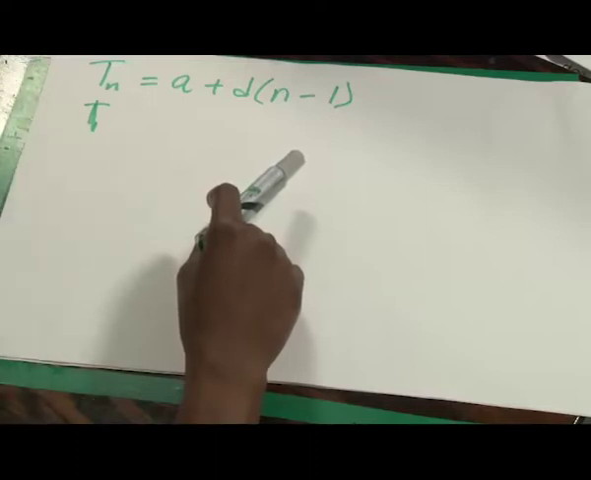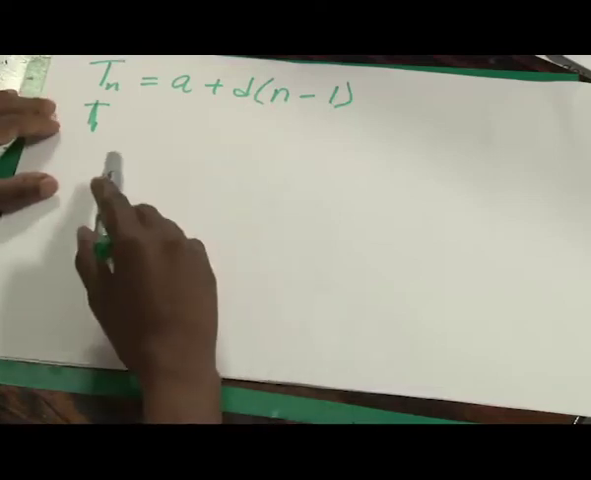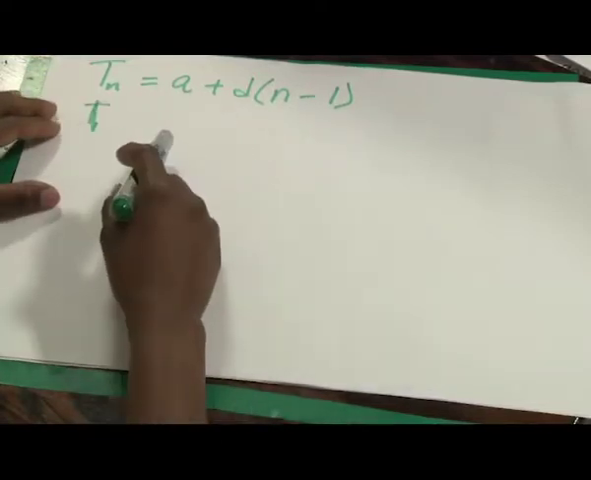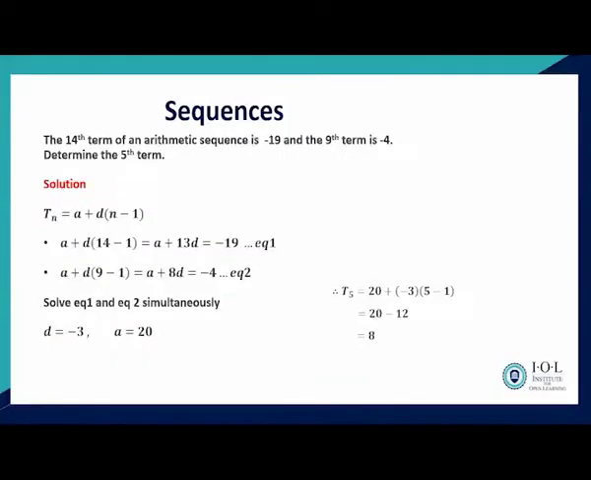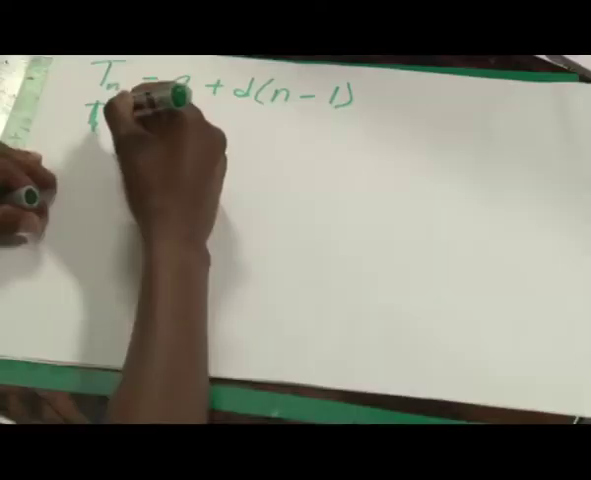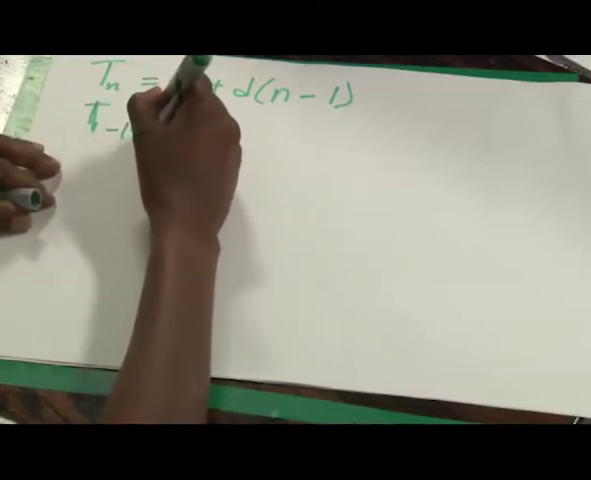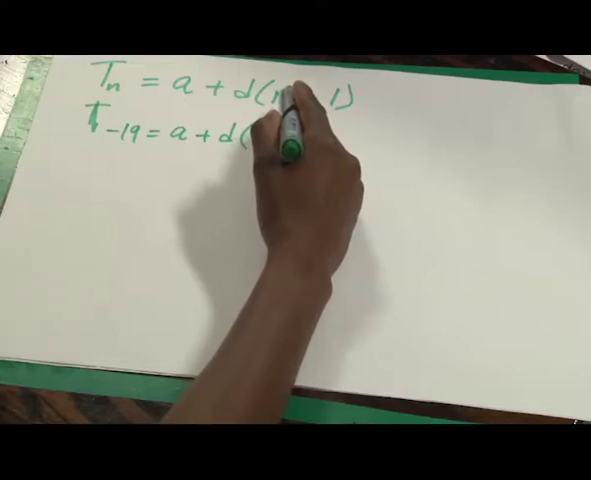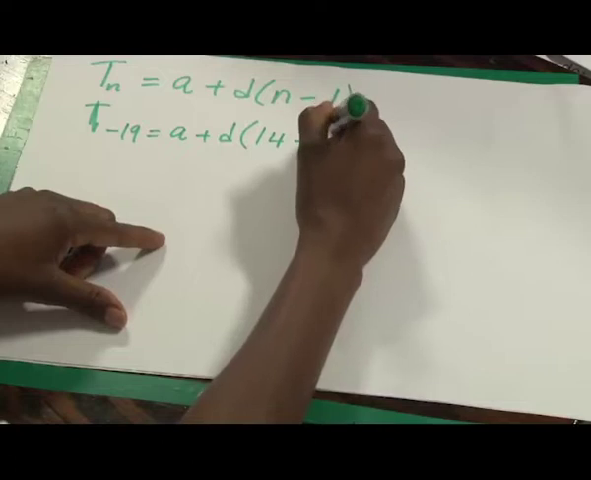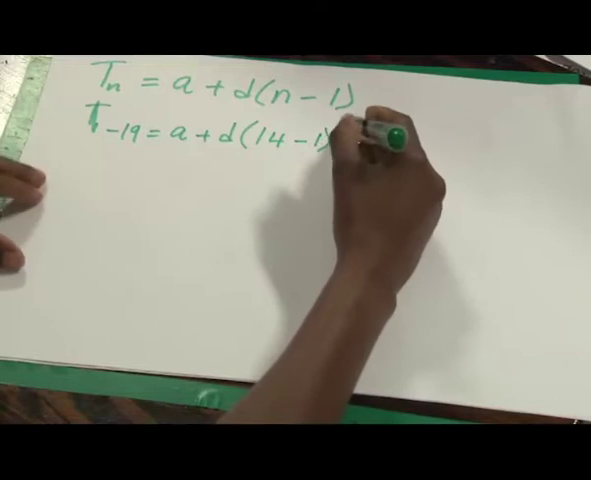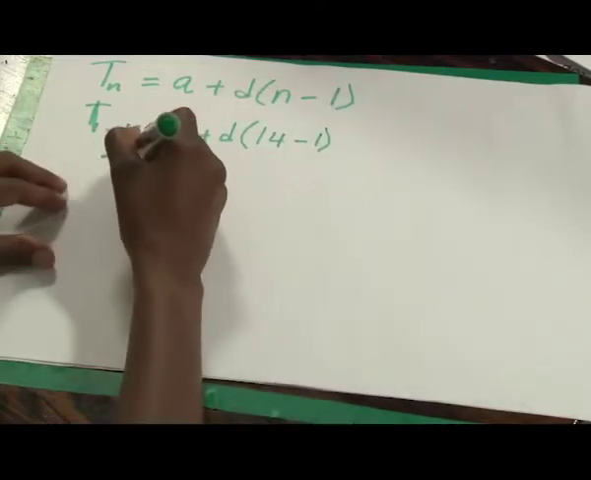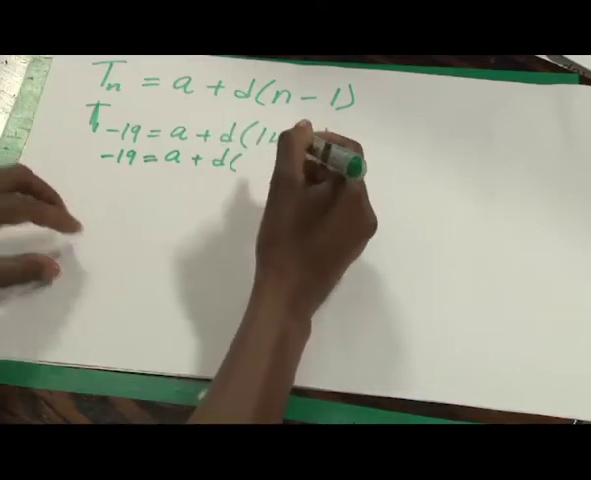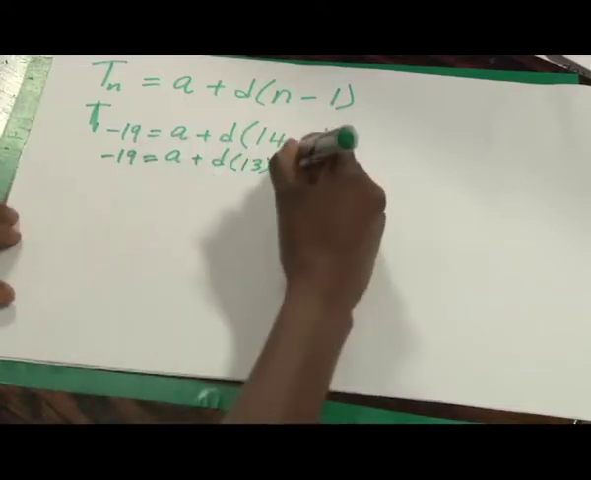As we can all see, this specific question is referring to the Tn formula for the AP. So we write down our Tn formula for AP and substitute in the given values. The 14th term is negative 19, so Tn, which is the value of a term, is negative 19. A is the first term, we don't know, plus D, we don't know, times n minus 1, where n is 14. So this simplifies to negative 19 equals A plus D times 14 minus 1, which is 13, simply 13D. So this is our first equation.